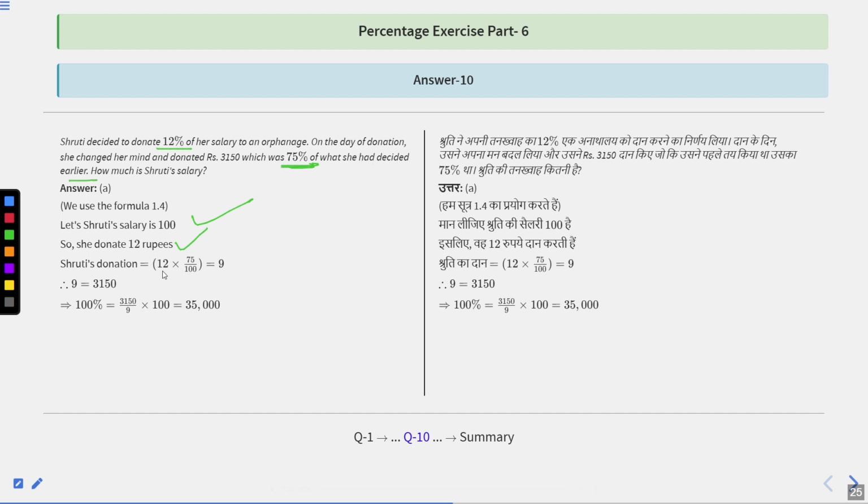Okay, so now we know that she was to donate 12 rupees, but on the donation day she donated only 75% of 12 rupees, which is 9. And according to the question, she donated 3,150, which equals 9. So if 9 units is 3,150, what would be 100 units? So 100%, it means 3,150 divided by 9 multiplied by 100, which is 35,000. So A is the correct answer.